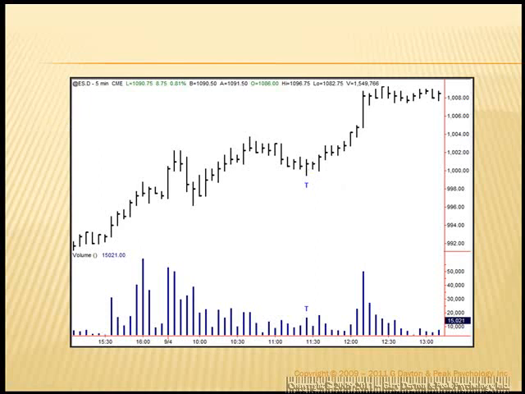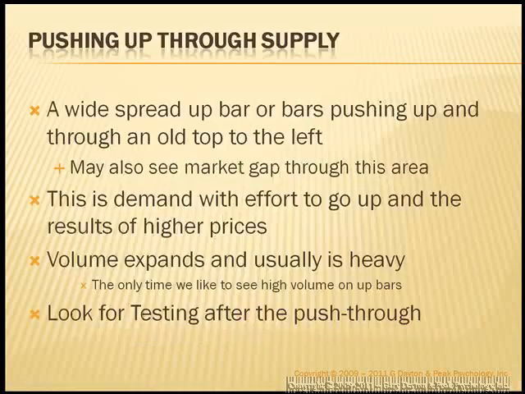But again, the structure of this market is showing us that we've got higher highs, higher low, higher high. So we're expecting another higher low, and here it is. It's right in there. Okay. Pushing up through supply.